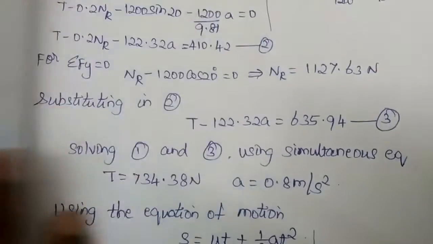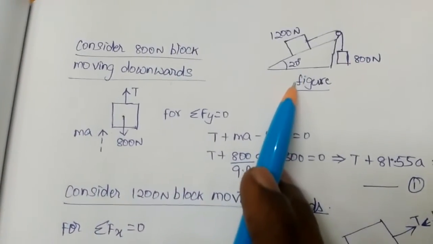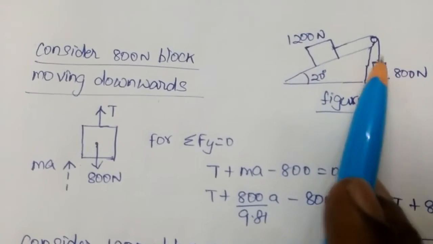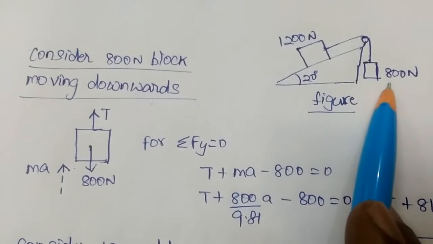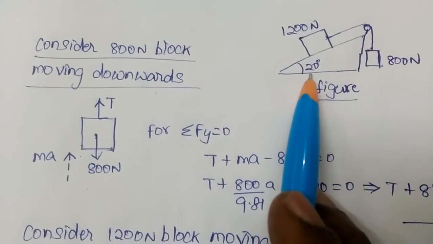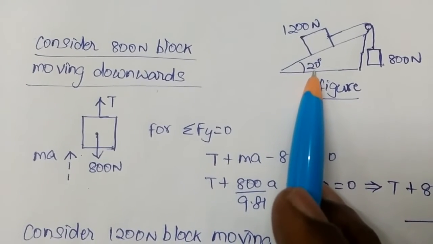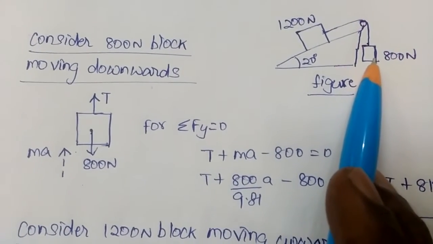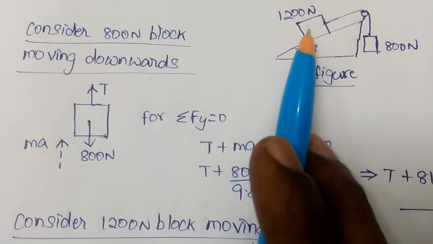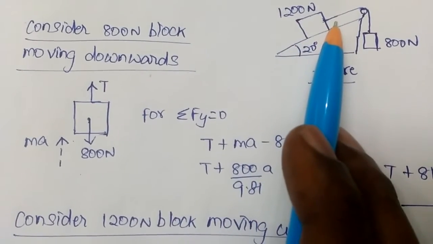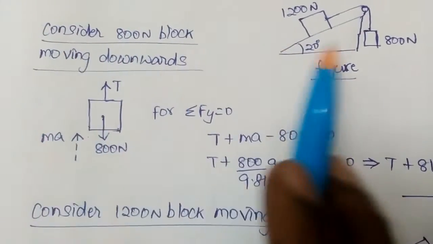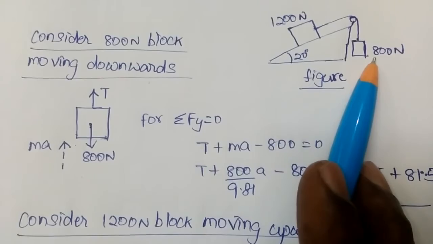In this problem, a figure is given. In this figure there are two blocks which are tied together by a cable or a rope. One is 1200 Newton and another one is 800 Newton. This block is resting on an inclined slope of an angle 20 degree. This 20 degree is called the angle of repose. Let us consider that this 800 Newton block is being pulled downward and moving in the downward direction, so that the 1200 Newton block is moving upward on this inclined slope. So let us consider each body separately and resolve these forces.